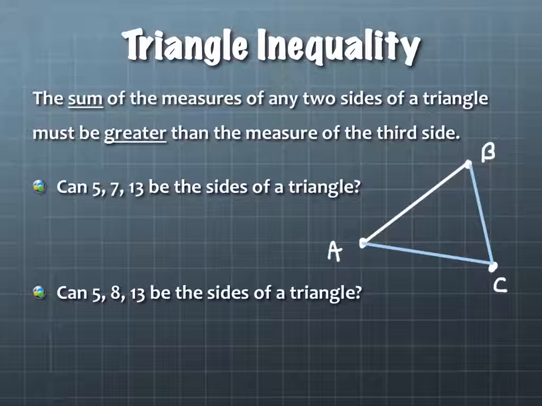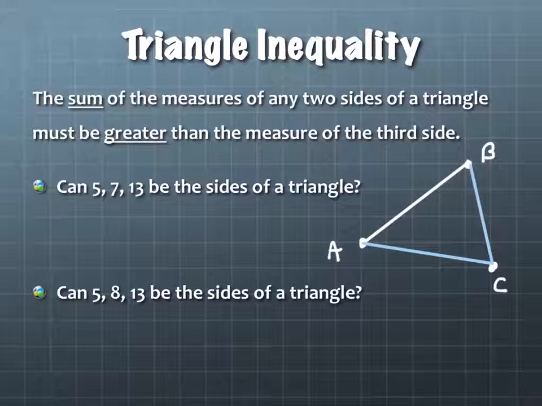Everybody with me? Okay, so what we're going to do with the two examples they give us is decide if those measurements that they give us could in fact be sides of a triangle. That is, do they satisfy this condition that we are now sort of being made aware of, that we knew but we didn't think about before. 5, 7, 13. What do you think?